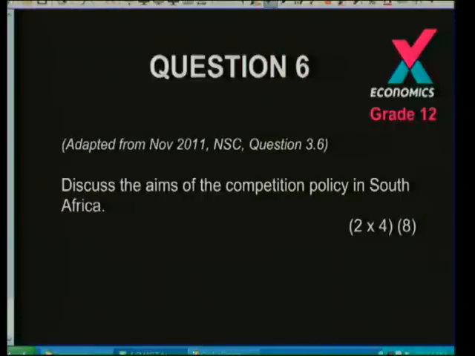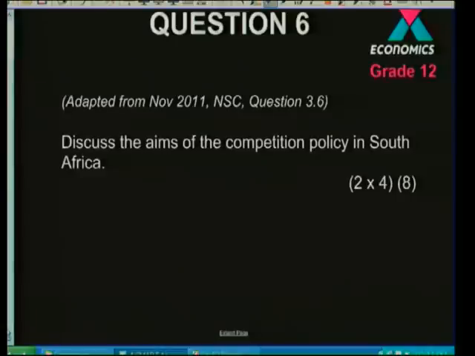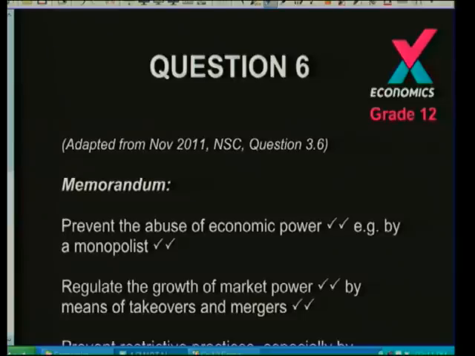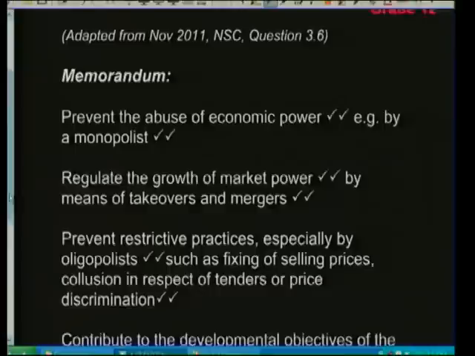Question 6 is the last 8-mark question. As you can see, the breakdown for this question is 2 marks for 4 different facts. The question says, discuss the aims of the competition policy in South Africa. So you need to know a little bit about the competition policy.